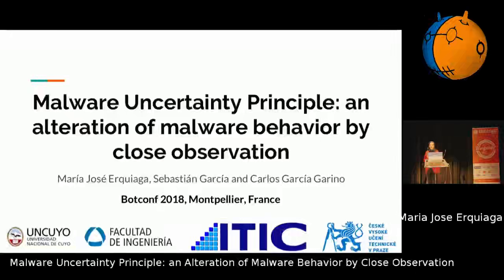Identity Principle, an alteration of malware behavior by close observation.